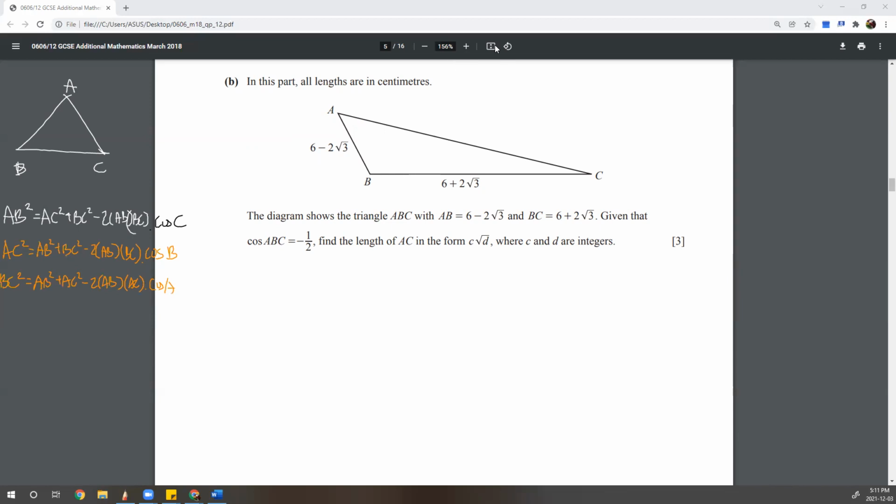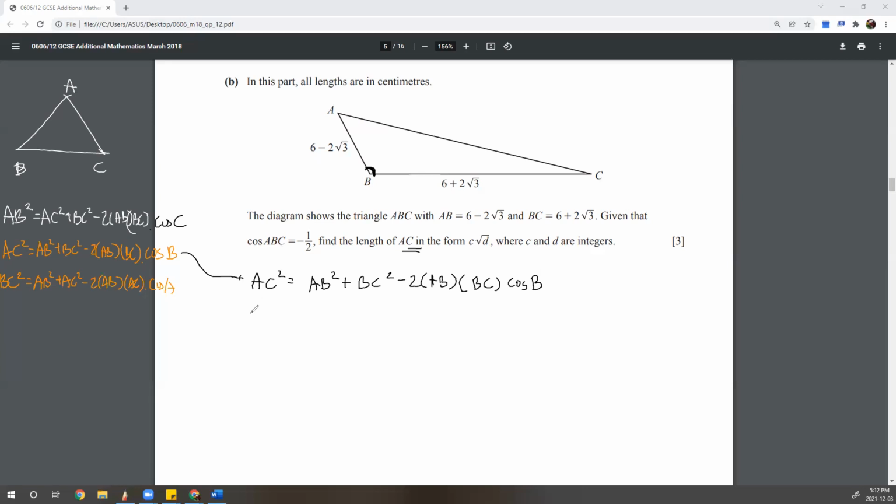Now the diagram shows this triangle with the sides given on the drawing as well. Given that cos ABC equals negative half, find the length of AC. We have AC here, so AC square equals AB square... I just rewrite the formula. It is so helpful to rewrite all the formulas because you will enhance your ability to memorize this kind of not too important formula in your future.